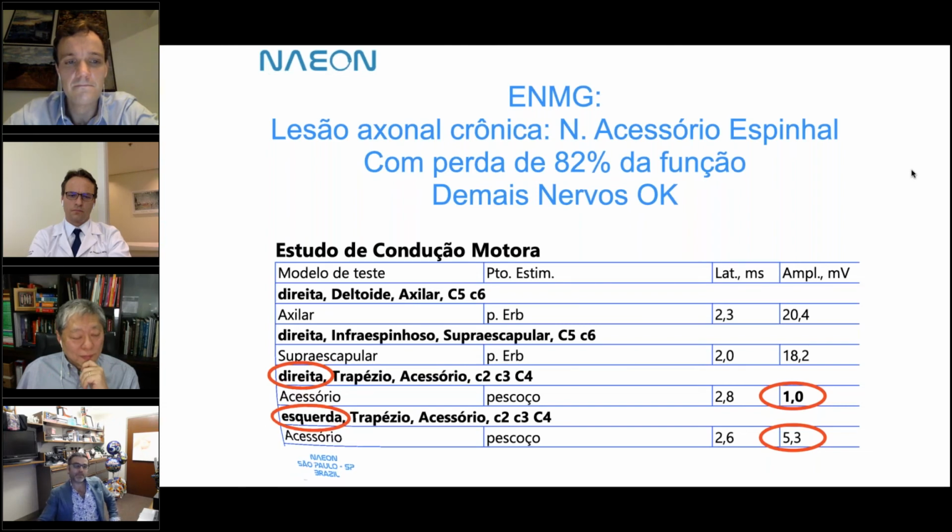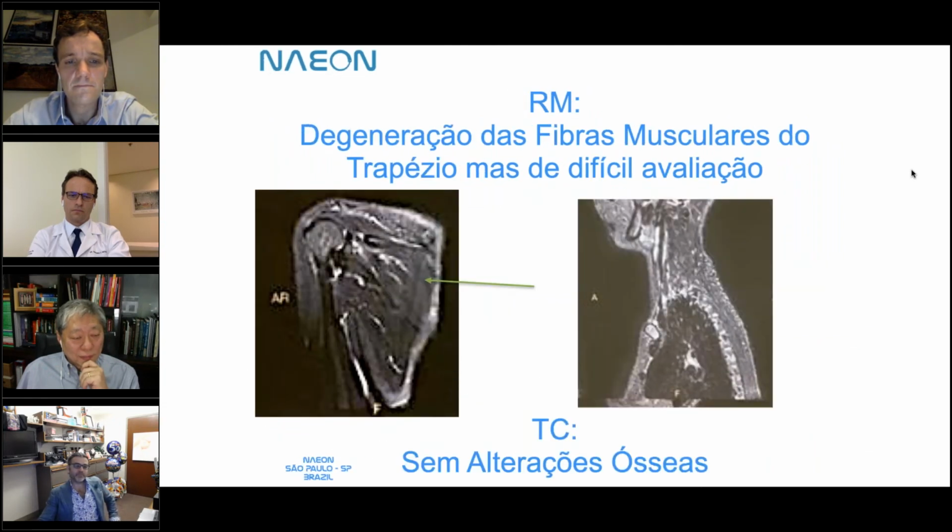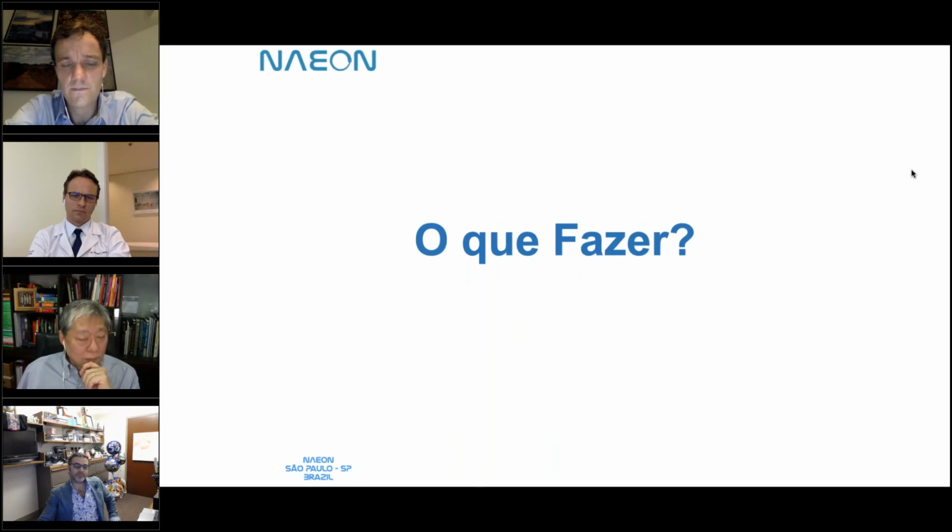Yes, maybe we can try to see some small degeneration, but it's difficult to see in this image. The CT scans show no change in bony or other structures. And what to do? What did you say about scapulopexy, Bassin?